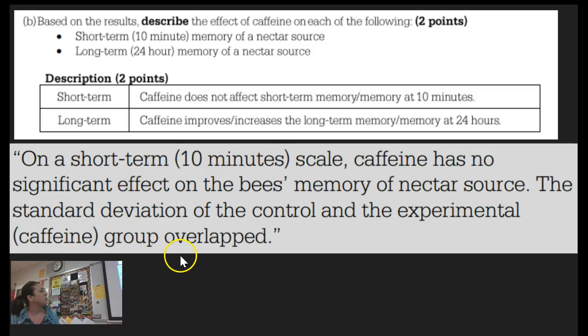And then here's a good example of a student response. On a short-term 10-minute scale, caffeine has no significant effect on bee memory of a nectar source. And when you say significant, that means something. Like if you're in stats class and you say something is significant, there's a mathematical reason behind it. And for us, it's because the error bars are overlapping, so that's not a significant difference. But the standard deviation of the control group and the experimental group overlapped. So that's why it's not significant.